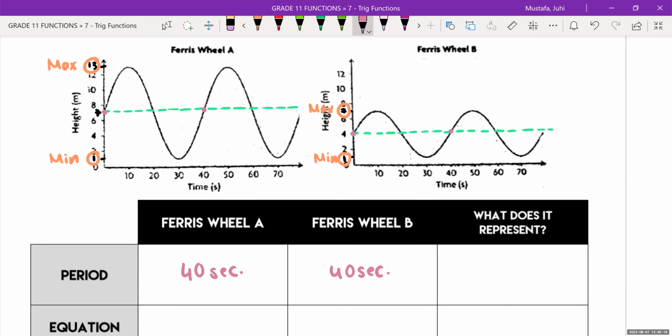What exactly does a period represent in this scenario of a Ferris wheel? What have we calculated 40 seconds to be? Aryan? Yeah, it's one full turn of the Ferris wheel. That means for both of these cases, it takes 40 seconds for a person to go around the Ferris wheel. So we'll just write one turn around the Ferris wheel.